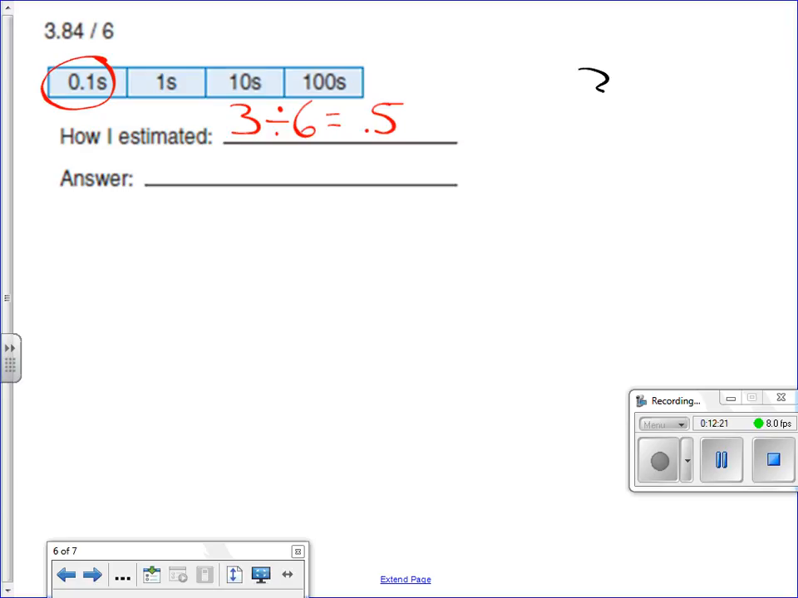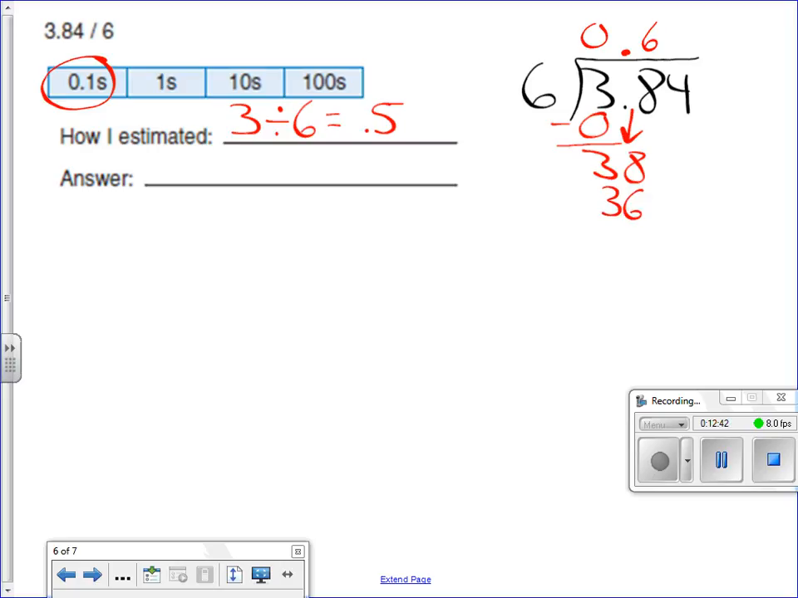So we have 3 and 84 hundredths divided by 6. First thing, move the decimal up. How many times can 6 go into 3? You can't. 0. 6 times 0, 0. Subtract. 3, bring down the 8. I know 6 times 6 is 36. I can't get any closer to 38, so I'm going to go ahead and put a 6 here. 6 times 6 is 36. Subtract 2, bring down the 4.